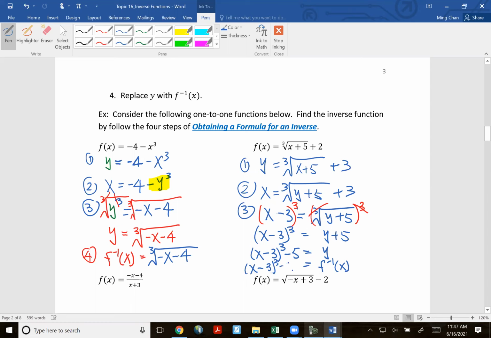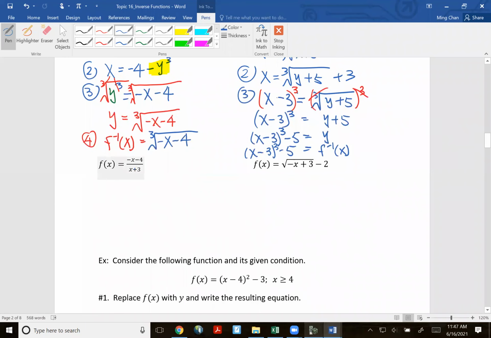So this is my cube function. What are we saying with these 2 examples? We are saying the inverse function of a cubic function is a cube root function, and we prove it right here. If you started with a cube root function, its inverse is a cubic function.